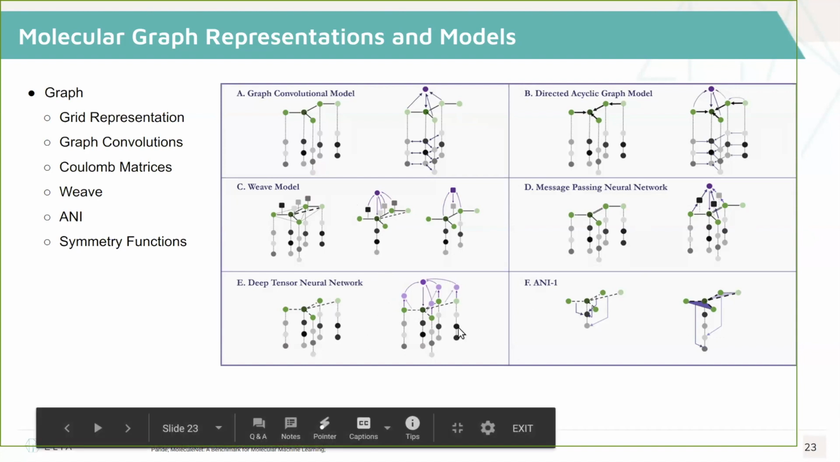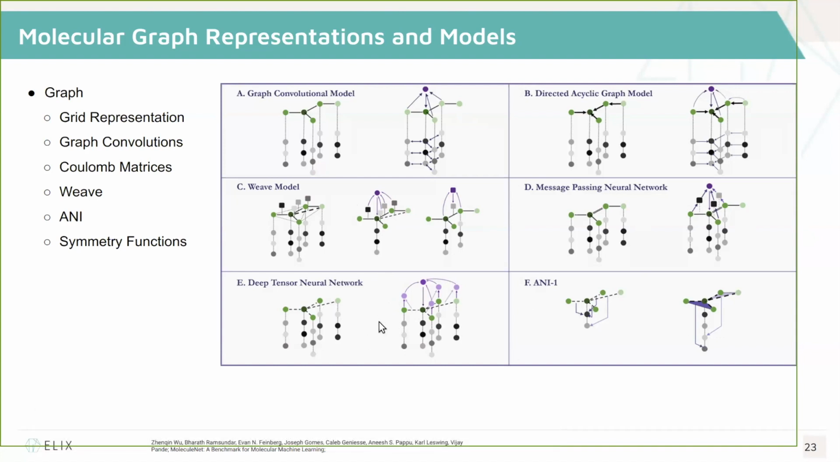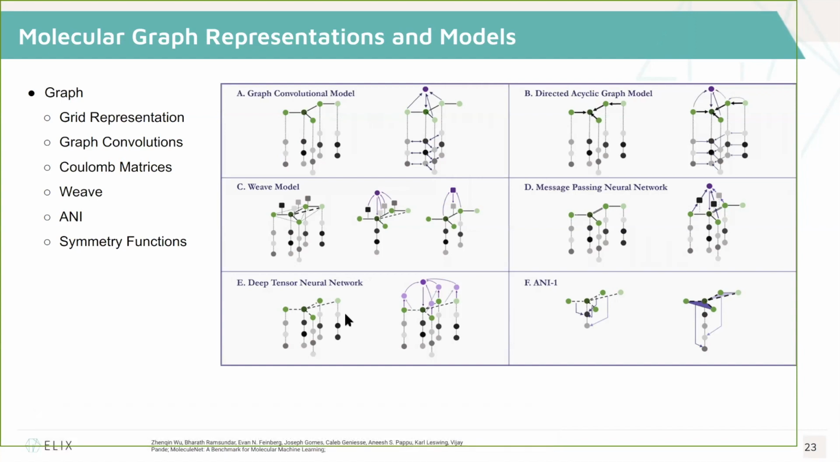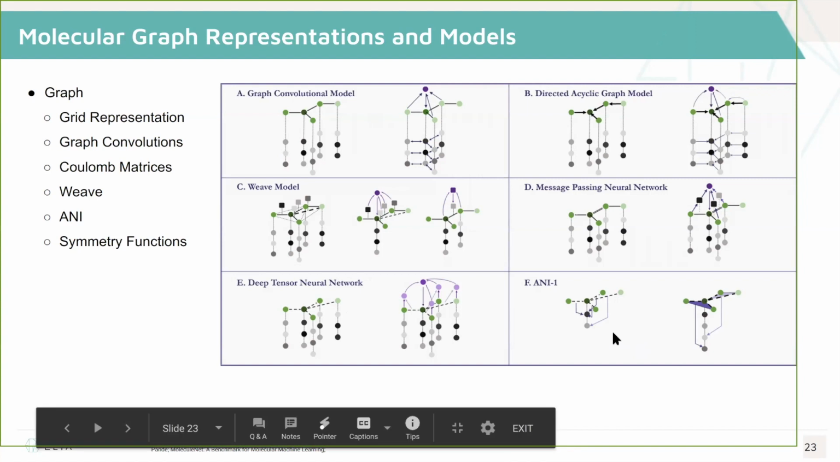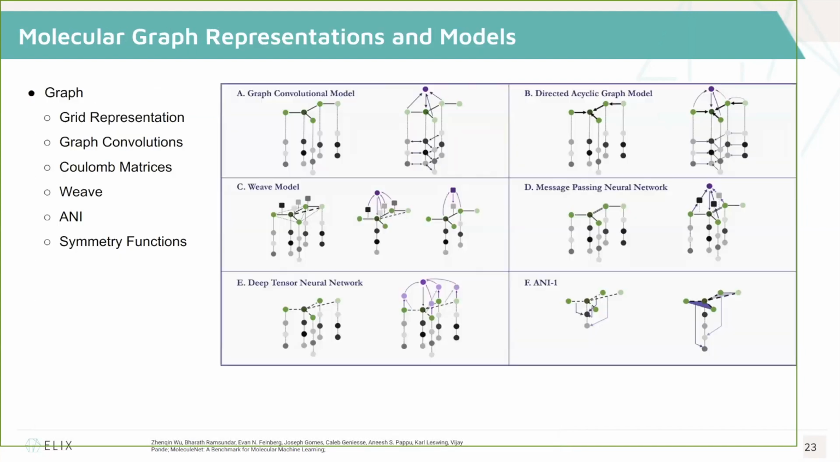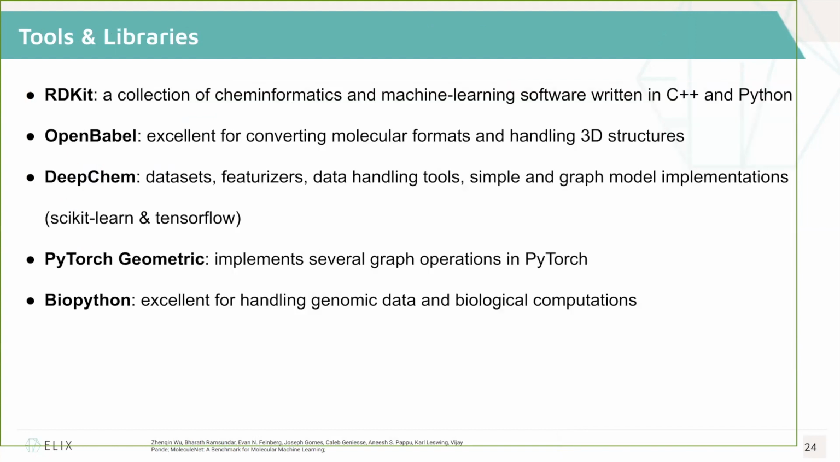Finally, we have some models here that use 3D information as well. The deep tensor neural network doesn't use bond information per se. Instead, it focuses on the distance between all pairs of atoms. And the next model, very similarly, focuses on the distance between pairs of atoms, but it also includes angular information between triplets of atoms. So yeah, things can get pretty complicated depending on what you're trying to do.